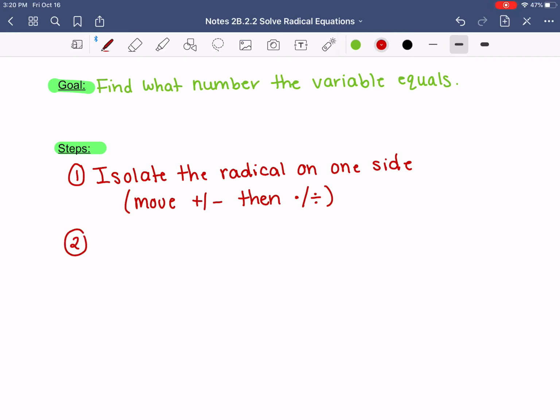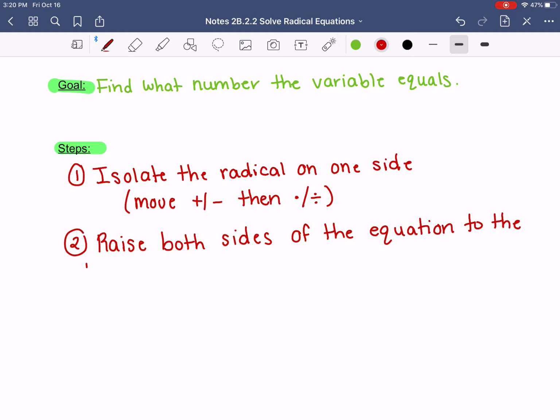Step 2, once your radical is isolated, that might take like a couple of steps. You might have to add a number, subtract a number. You might not have to do anything at all. It might already be done for you. The second step is to raise both sides of the equation to the power that will cancel the radical.